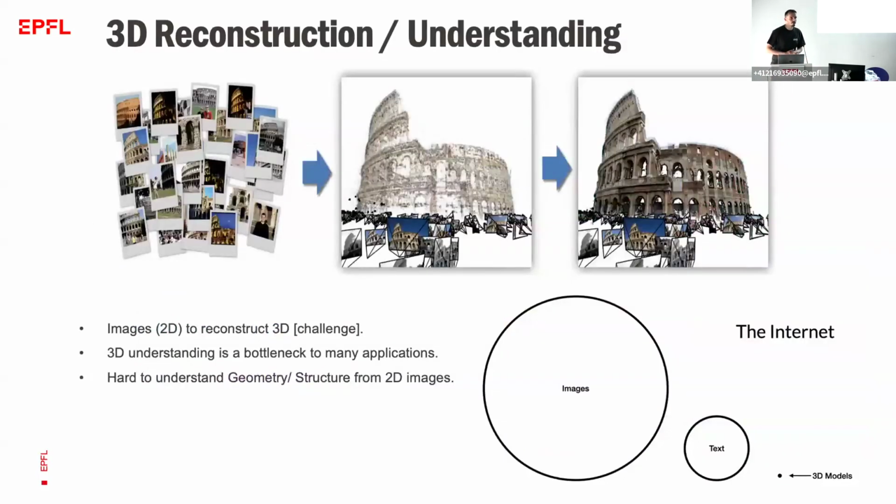So yeah, before we move towards explicit representation, I just want to emphasize a bit more on why we are so interested in doing 3D reconstruction from 2D images.